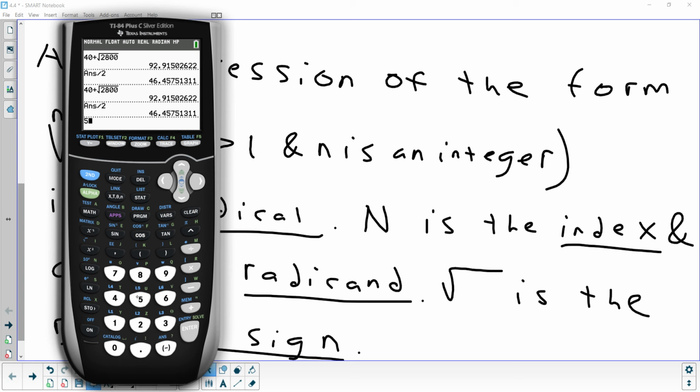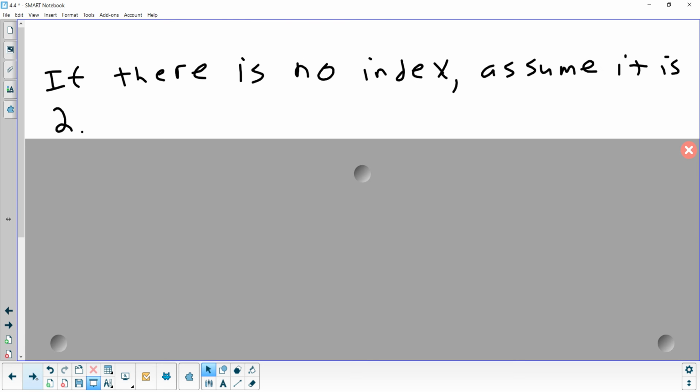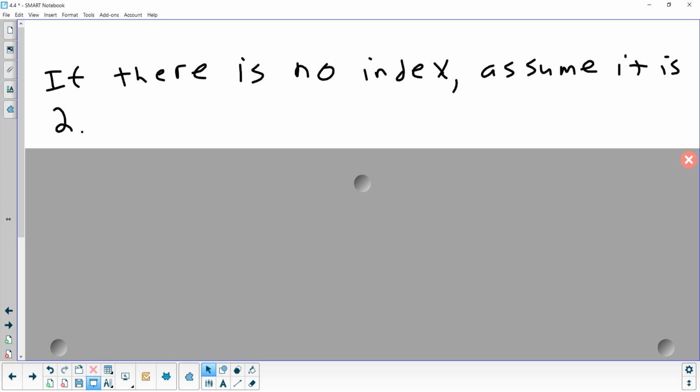So if you wanted to type in a 5th root, you have to type in the index first, then math, option 5, and notice it turned what I typed into an index. Now I can put in a number and get an answer. So if you want to do a root other than square root or cube root, you type the index in first, and then you math 5. As I said, if there is no index, we always assume it's a 2, meaning we're doing a square root.